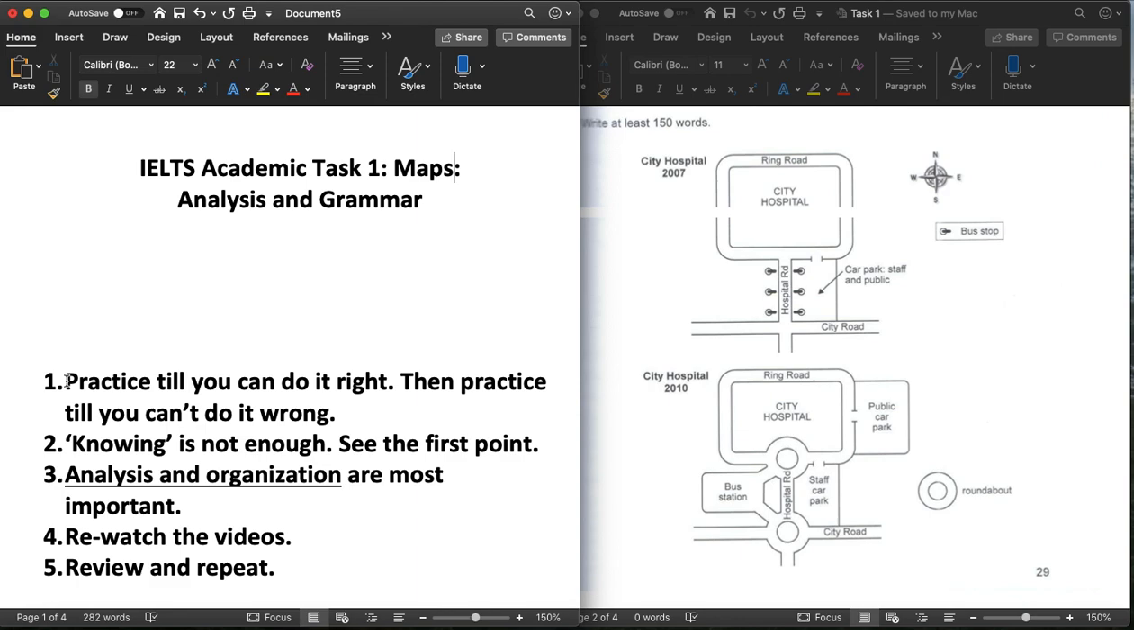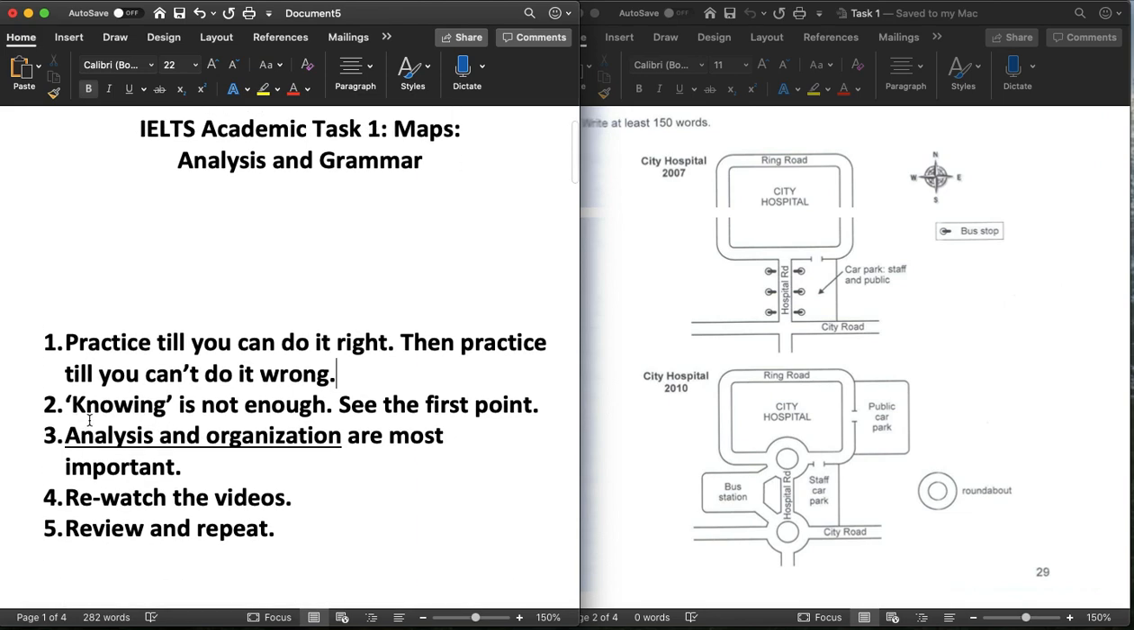Please always remember, practice till you can do it right, then practice till you can't do it wrong. If your test is tomorrow, this might help you, but really you want to practice these things, internalize them. That way you will never forget them and have them for the test. Remember, knowing is not enough. All right, you need to internalize them.